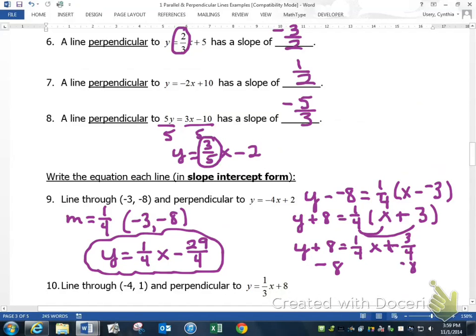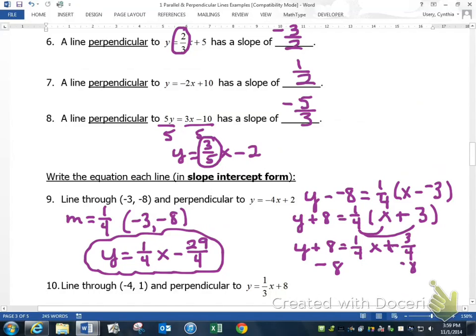All right, I got the answer: y equals 1/4 x minus 29/4. I showed all my work there. If you need to, we can pause this and you can look over and see where your work differs from mine if you got a different answer. Remember, you can use your calculator to do 3/4 minus 8 to get negative 29/4.